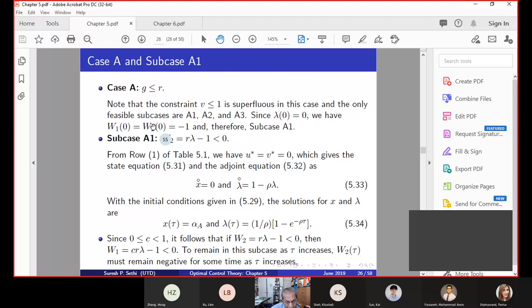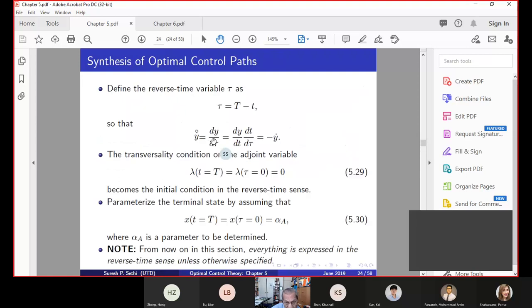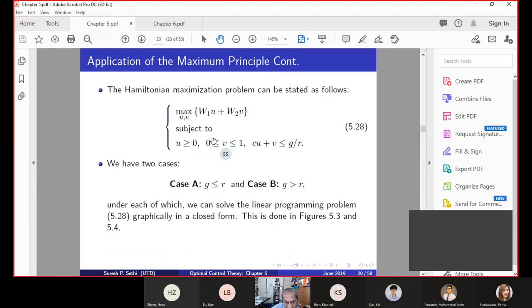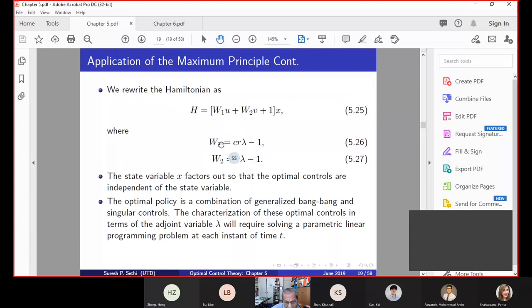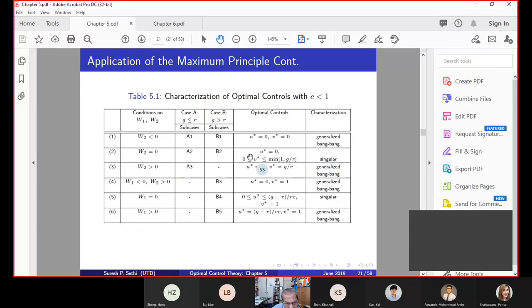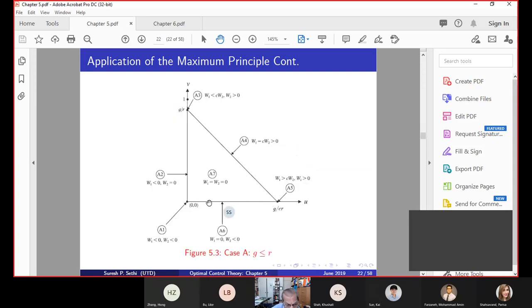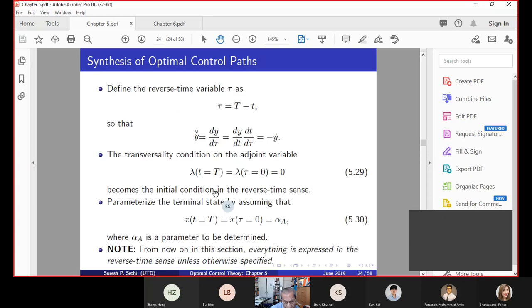Now, what are W10 and W20 in this case? Well, lambda is 0. When lambda is 0, this is 0 and this is 0, so W1 is minus 1 and W2 is minus 1. When W2 and W1 are minus 1, we are in this case, and our control is U star equal to 0, V star equal to 0. We are actually in the case W1 less than 0, W2 less than 0, and the optimal solution in case A1 is 0, 0. Remember, in the table we only say W2 less than 0, but when W2 is less than 0, W1 less than 0 is implied because of c less than 1. So we have U star equal to 0, V star equal to 0 as our solution.